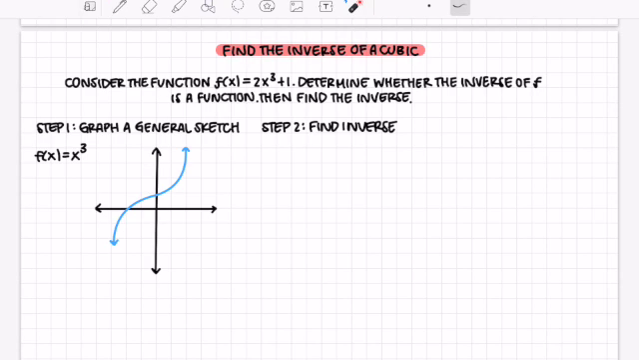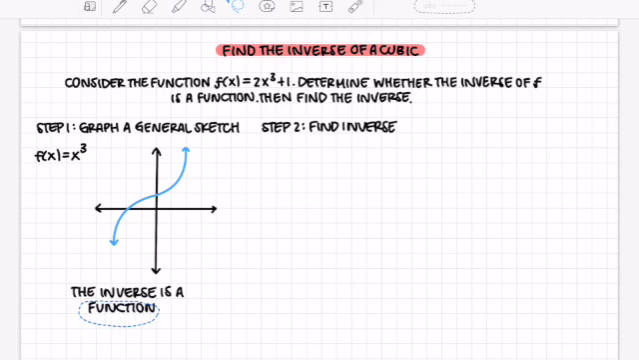If I wanted to try out the horizontal line test, it looks like we're not going to get any issues here. All of our horizontal lines intersect once, and so I can consider the inverse to be a function. So the inverse is a function, which in the end makes my life a lot easier.